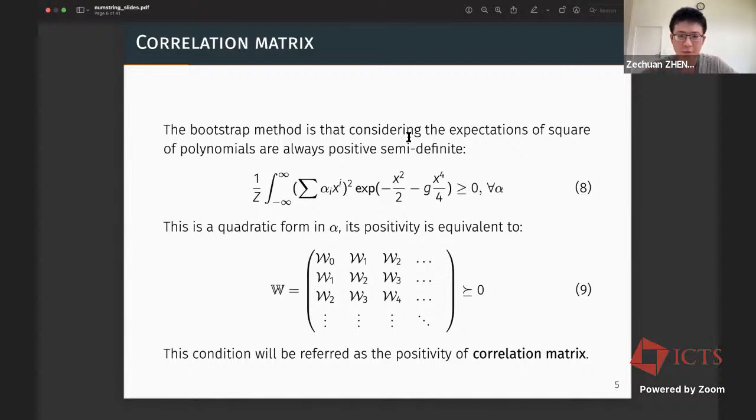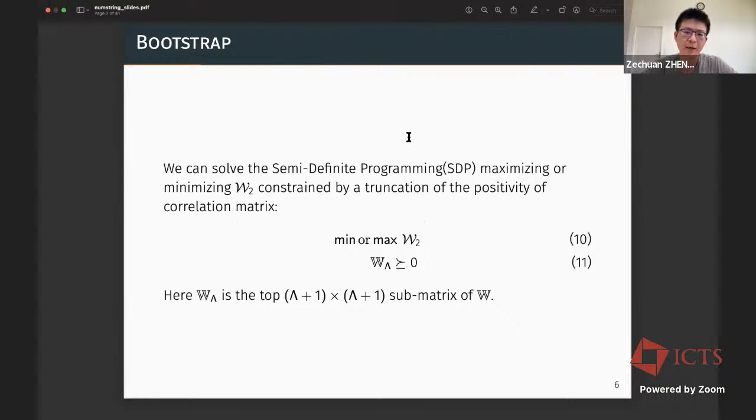Okay, so how to do the bootstrap? Here, we can truncate that infinite-dimensional correlation matrix to the top (lambda plus 1) times (lambda plus 1) matrix of W. And we can minimize or maximize W2. This is a semi-definite programming problem already. So how will it work?